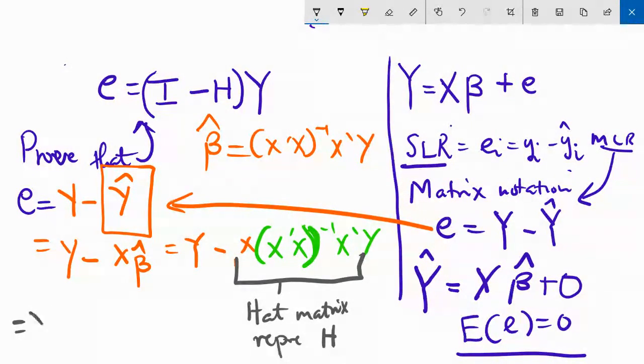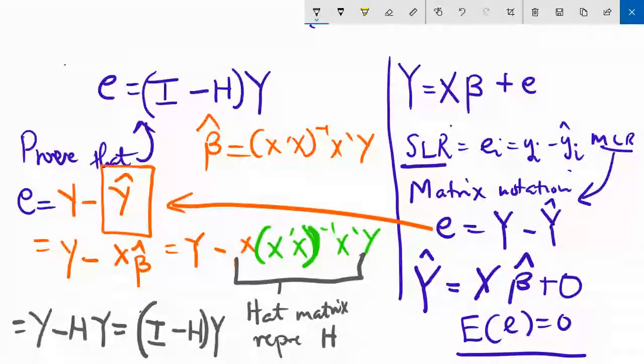So now let's replace it there. Y minus H Y. Take out the common factor, because we're talking about matrices here. When you take out the common factor of Y, you'll be left with identity matrix minus H, Y. Do you see it? Is it difficult, guys? No.